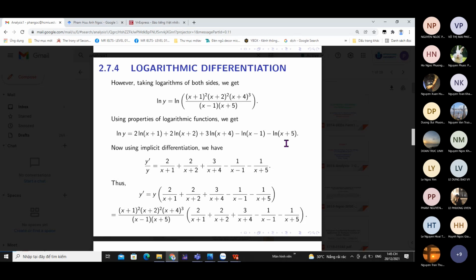So the key thing here is, first we take the logarithm of both sides of the function y, and using some basic properties of the logarithmic function, we can rewrite the right-hand side as the sum of 2 natural log of x plus 1, 2 natural log of x plus 2, and so on. You see? And then we evaluate the derivative of each term of this equation with respect to x. Now, one more example.